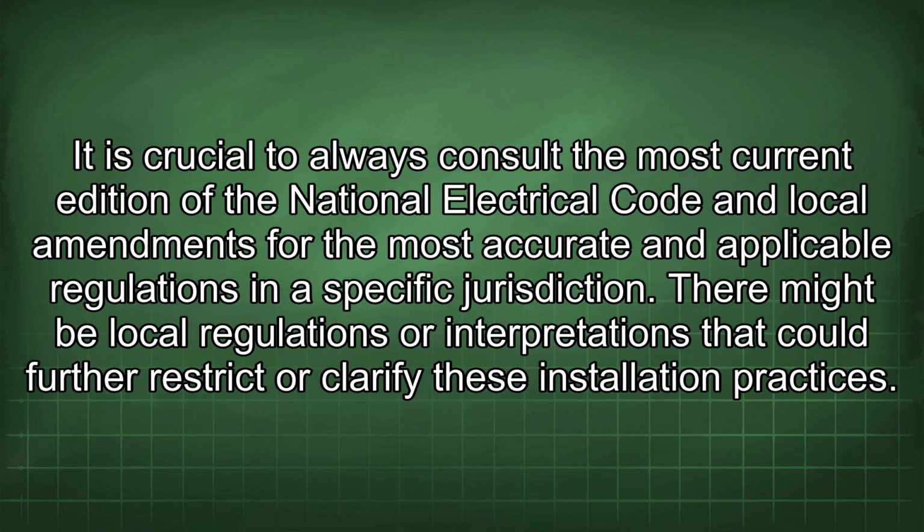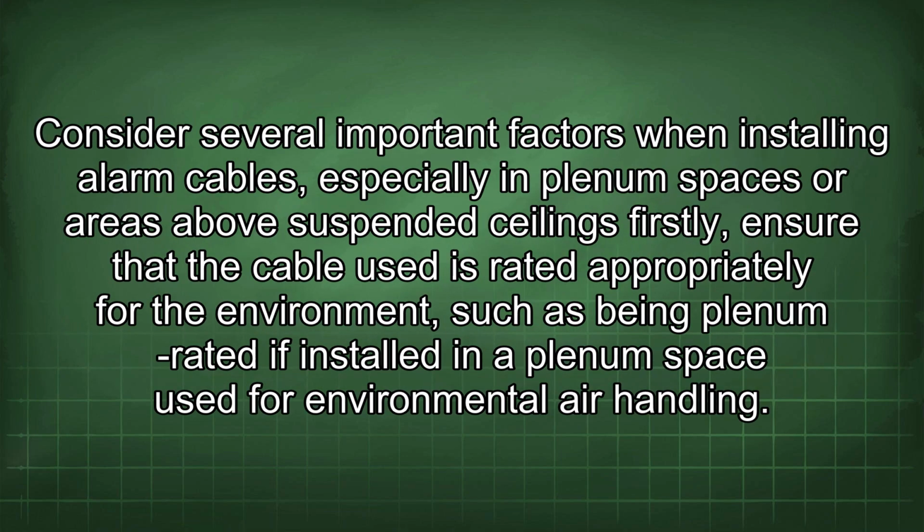It is crucial to always consult the most current edition of the National Electrical Code and local amendments for the most accurate and applicable regulations in a specific jurisdiction. There might be local regulations or interpretations that could further restrict or clarify these installation practices. Consider several important factors when installing alarm cables, especially in plenum spaces or areas above suspended ceilings. Firstly, ensure that the cable used is rated appropriately for the environment, such as being plenum rated if installed in a plenum space used for environmental air handling.